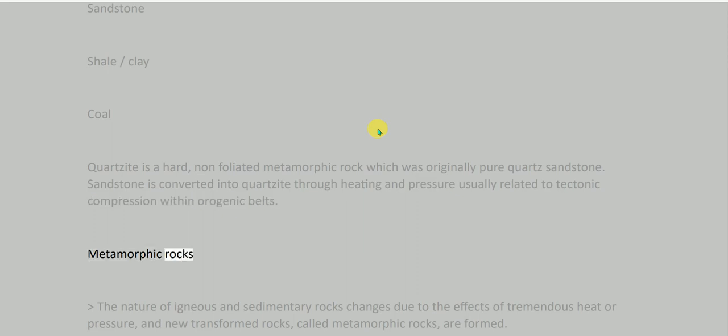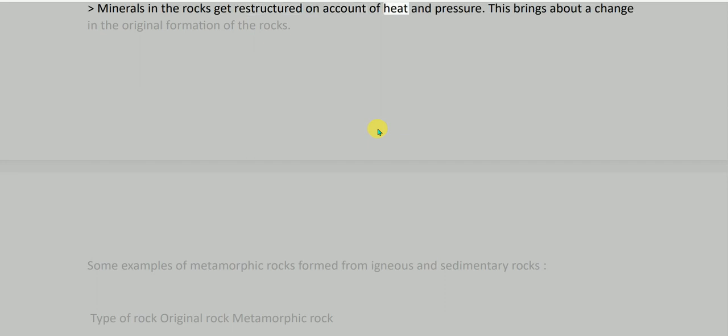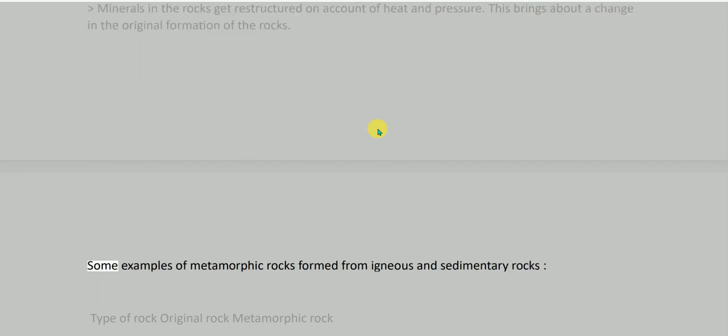Metamorphic rocks. The nature of igneous and sedimentary rocks changes due to the effects of tremendous heat or pressure, and new transformed rocks, called metamorphic rocks, are formed. Minerals in the rocks get restructured on account of heat and pressure. This brings about a change in the original formation of the rocks. Some examples of metamorphic rocks formed from igneous and sedimentary rocks.